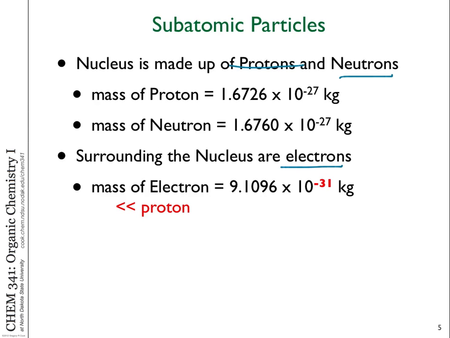All right? So we know we have these particles. Protons, which are positively charged. Neutrons, which are neutral. There's no charge on them. And electrons, which are negatively charged. But how are they structured in an atom? Okay, we talk about structure. Well, we have to think about how they're structured in the atom.